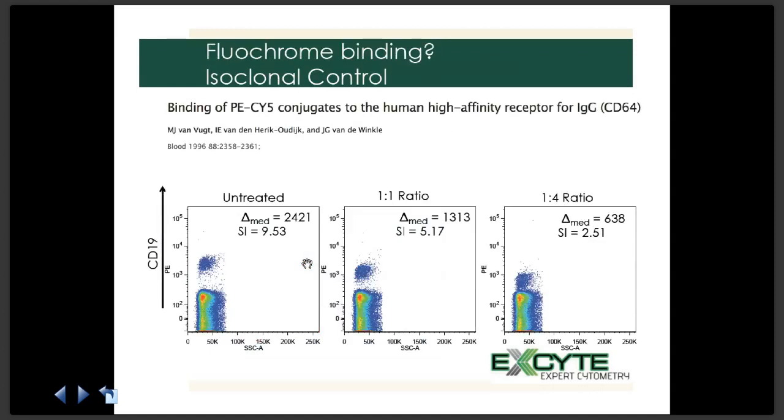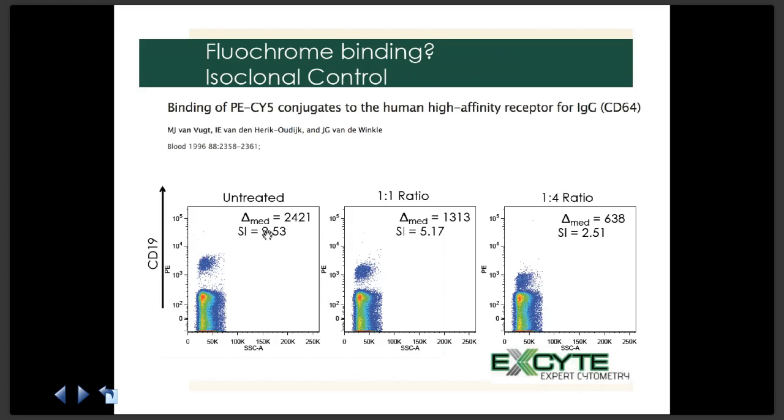We want to make sure that the fluorochrome isn't binding. So if you haven't seen this paper and you're working with CD64 positive cells and you're using PE-Cy5, you could be having issues. This paper shows how it binds.